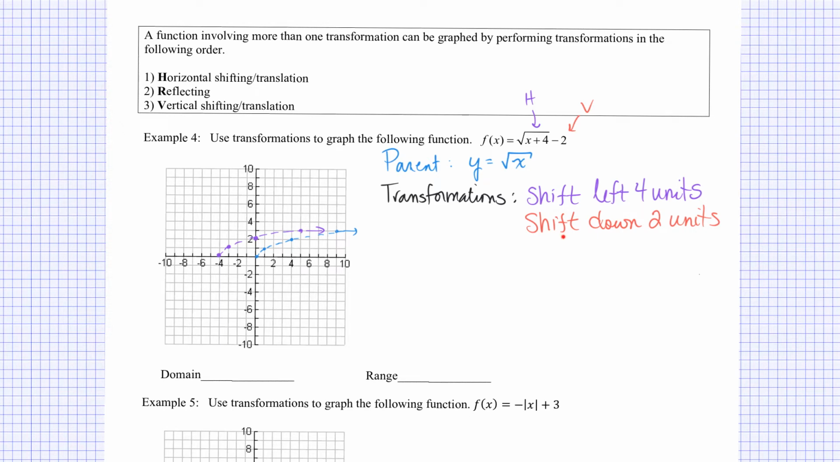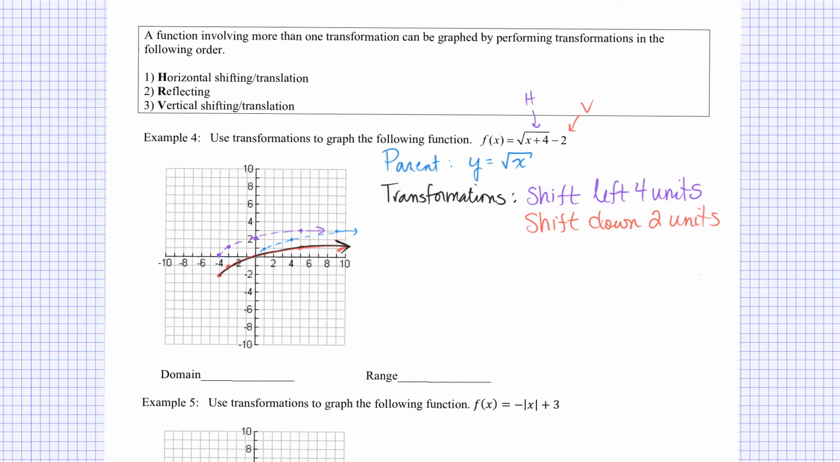The next thing I'm going to do is shift all of these points down 2 units. So down 2, down 2, down 2, down 2. And I'm going to go ahead and draw this in because this is the final result, right, of the series of transformations that took place.